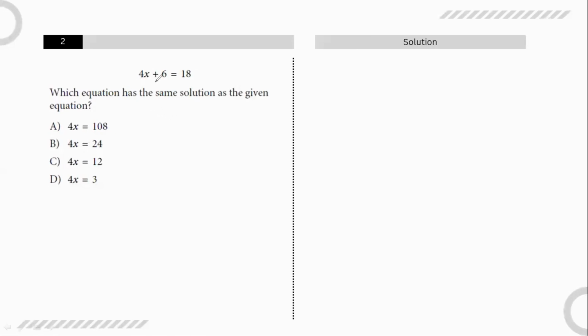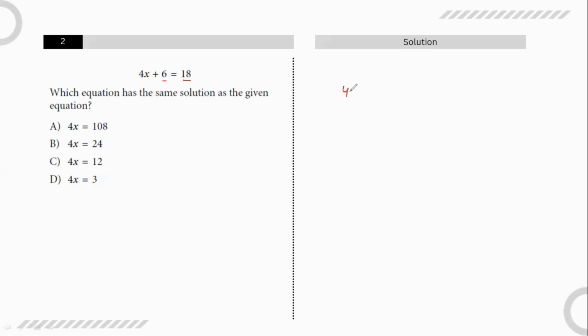Okay, now starting with the question, there is an equation which is given to you, 4x plus 6 is equal to 18. Which equation has the same solution as the given equation? And if we can understand, that's an equation with one variable, right? And these are the constants, that is 6 and 18. So we can easily write that it's a monomial, right? It's only one variable which is there. So that will be the case.